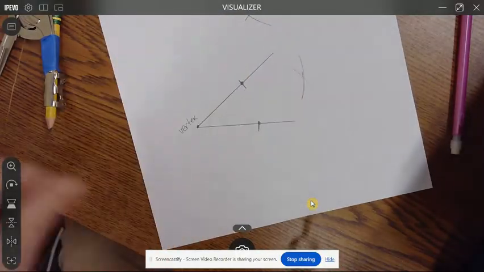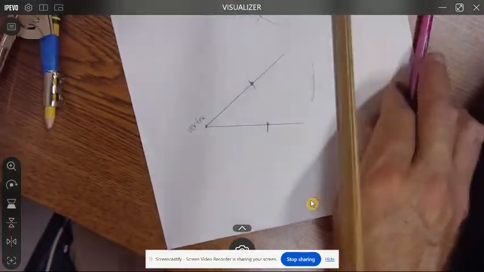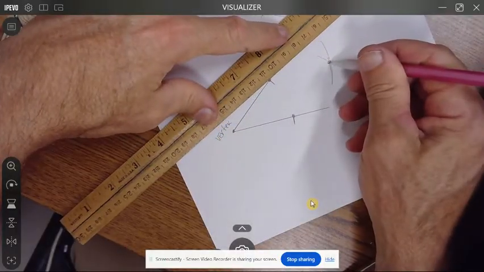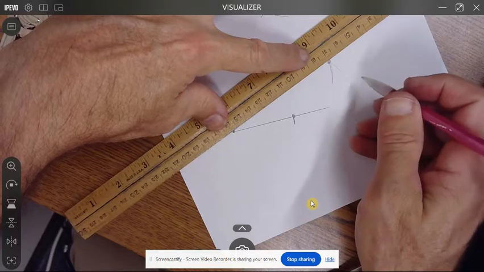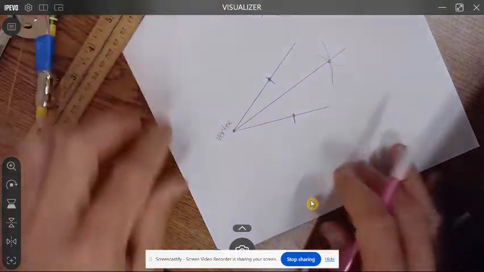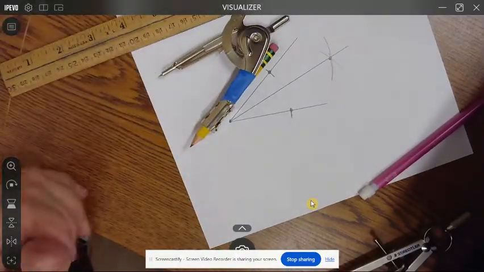And where those 2 intersect, we're going to go right to the vertex from that point out there. So I'm lining up my straight edge right here and connecting those 2 points together. Okay? So this is how you do the angle bisector using a compass and a straight edge. These are called constructions. All right?